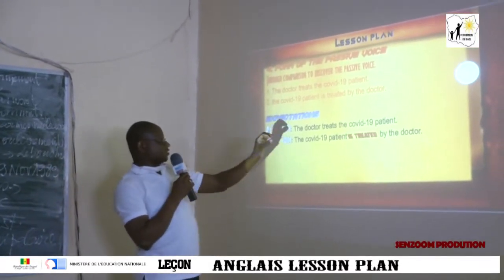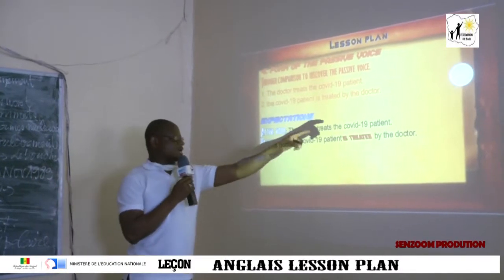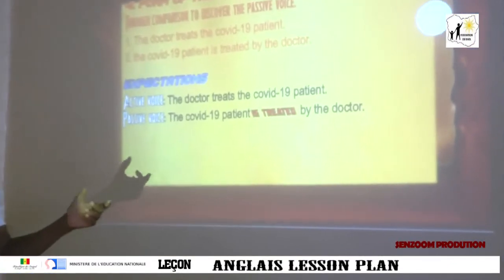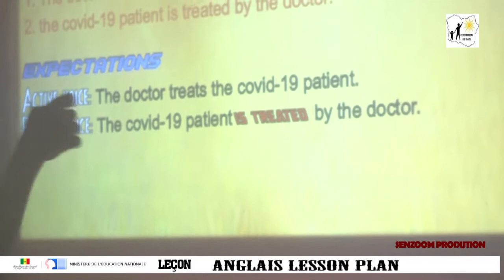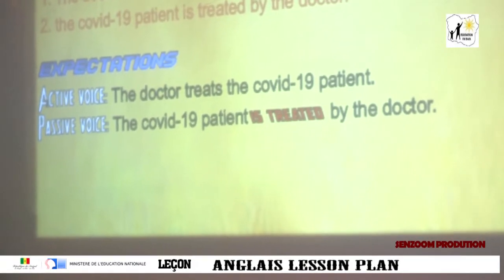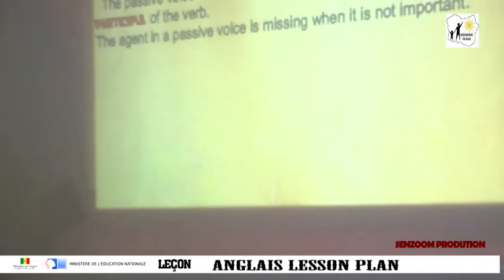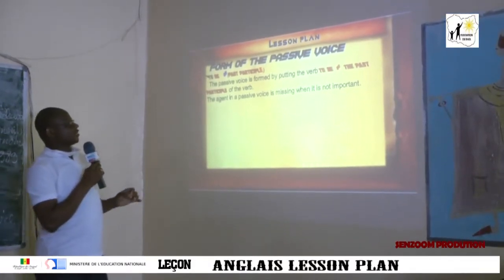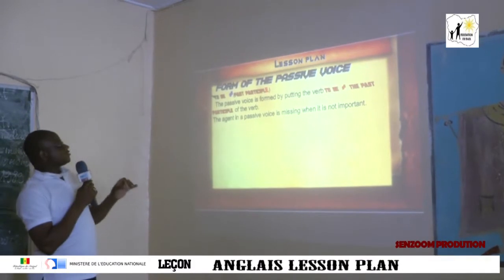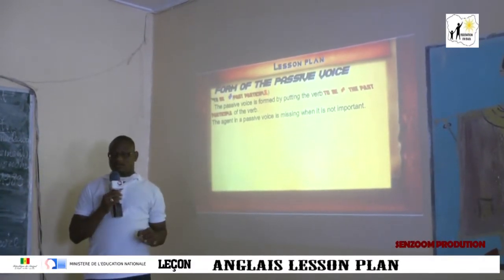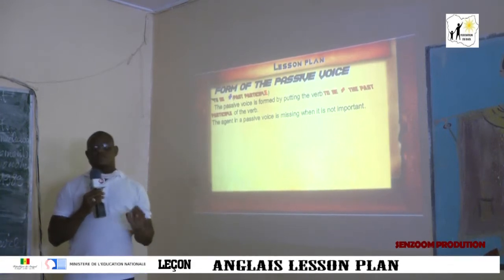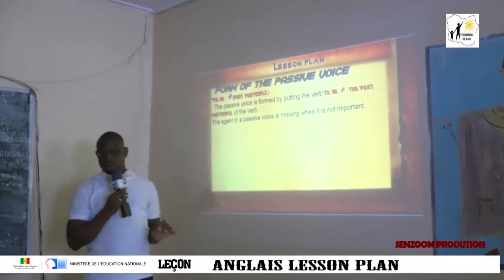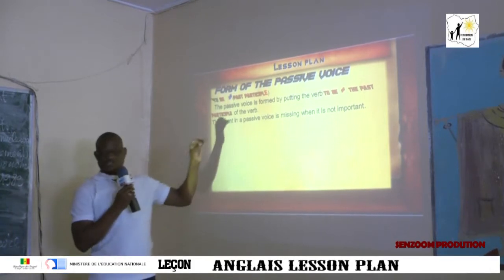Okay, here, active voice, the doctor treats the COVID patient because the doctor does the action of the verb. Passive voice, the subject receives the action of the verb. The COVID-19 patient does not treat himself, he is treated by a doctor. Now, how to form a passive voice sentence? Passive voice sentence is formed by putting the verb to be plus the past participle of the verb. Notice that the past participle never changes. We have to maintain the past participle. But the verb to be can change according to the tense of the active verb.